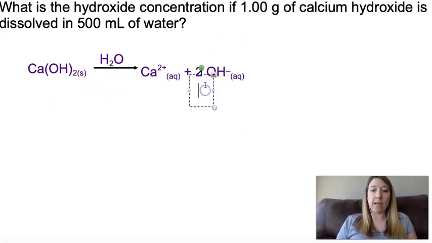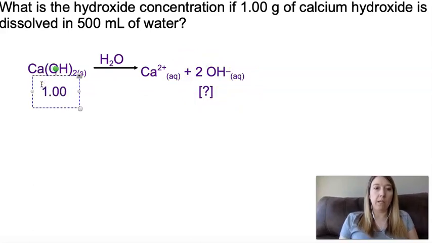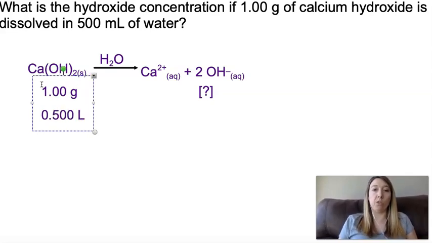The question is asking us to determine the concentration of hydroxide ions, so that's what we're looking for. Things we were given: the mass of calcium hydroxide is 1 gram, and we were told that we had 500 mL, which is equivalent to 0.5 liters. Once again, we have the mass for calcium hydroxide, so we are going to have to go get a molar mass for it. So we do the 40.